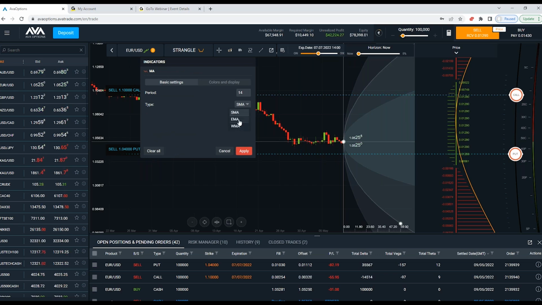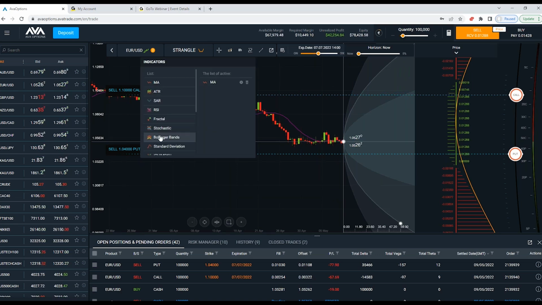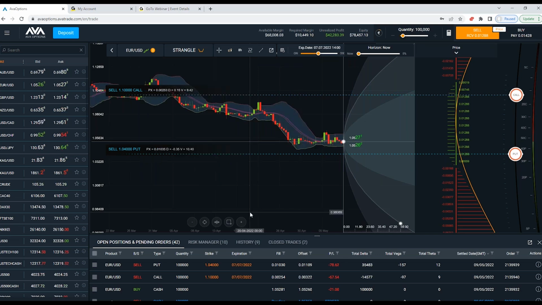Let's choose a simple moving average, exponential moving average, or a weighted moving average. Let's go with the simple moving average over 14 days. I can change my colors, make them bigger, apply. So that might help you determine where you want to set your strikes. You also have more fun things like Bollinger Bands, all the cute stuff.